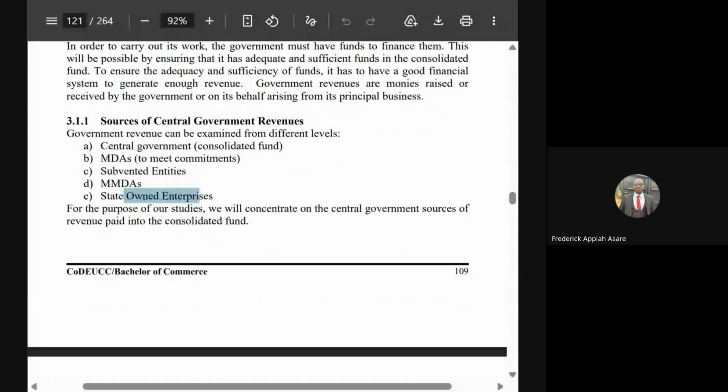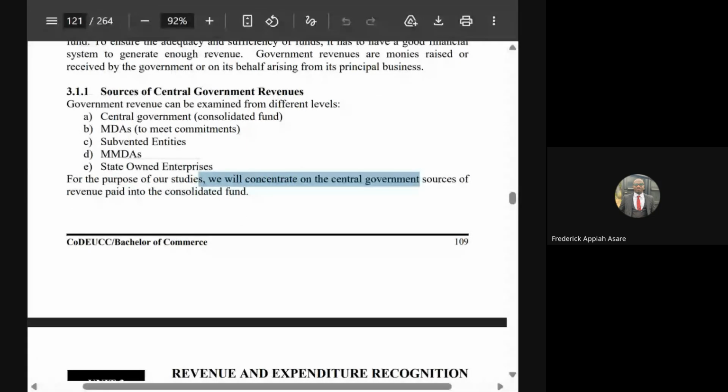For the purpose of our studies, we concentrate on the central government sources of revenue paid into the consolidated fund. So that is what we're going to concentrate on. We are not going to concentrate on any other revenue, but rather those revenues that the central government is supposed to receive.